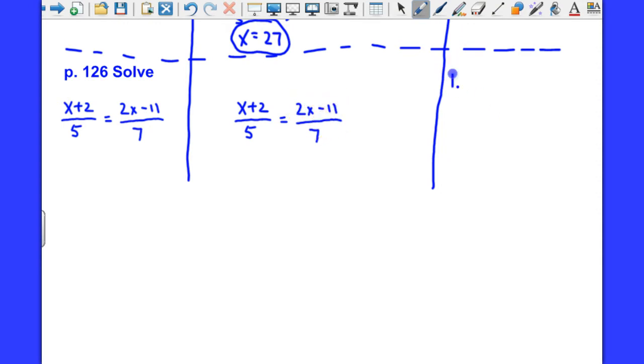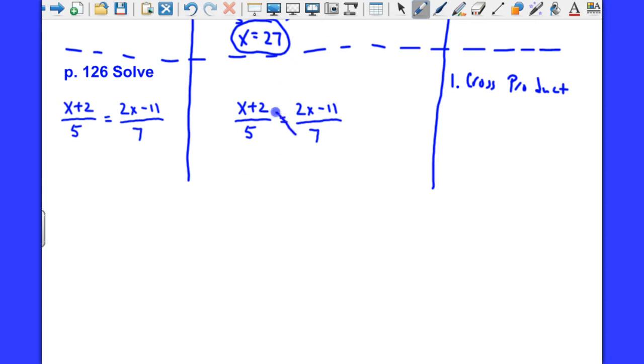So first thing we're going to do is cross products. Why do I know that? It's because it's a proportion. I identify it's a proportion. They're telling me this is 2 equal ratios here. It's just that the numerators look funny. The numerators are binomials here. You'll learn what that means later.